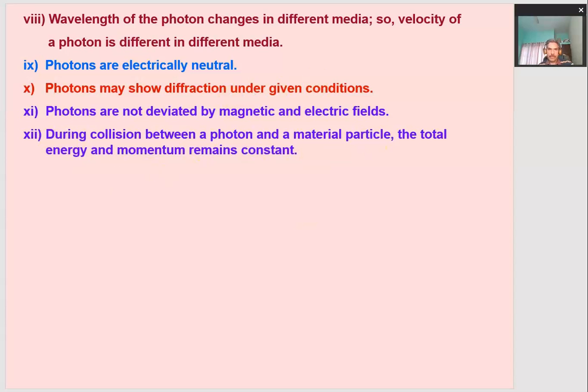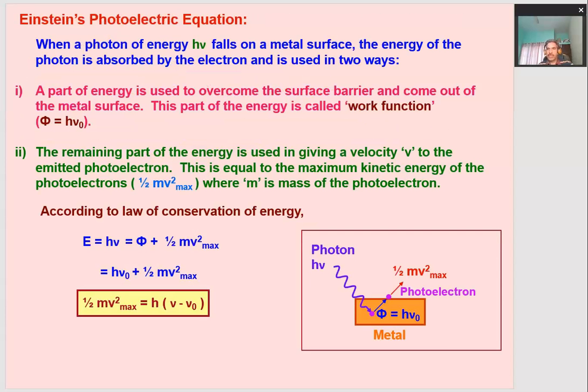Now, on the basis of this particle theory or photon theory of the light, Einstein explained the laws of photoelectric emission, and for this he gave an equation called the photoelectric equation. So what this theory says: when a photon of energy h nu, as we have discussed, falls on a metal surface, so its radiation is incident, and each and every photon of the incident radiation has the energy h nu.